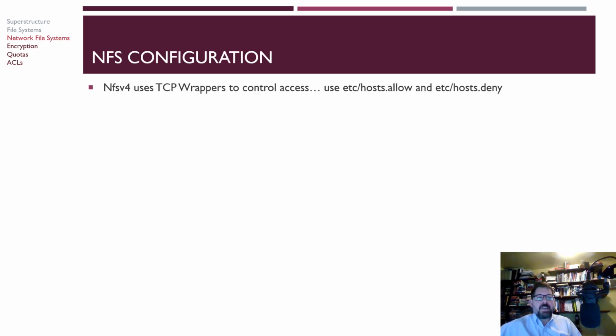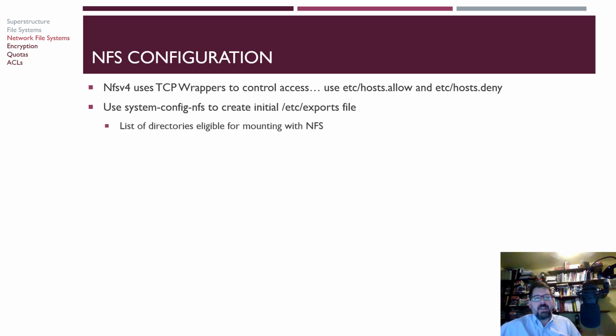So to configure NFS, basically NFS v4 is going to use TCP wrappers to control access. So you have to edit /etc/hosts.allow and hosts.deny. This is a little bit different in CentOS. I actually wrote this slide for Fedora a couple years ago, but it's the same basic idea. We're not going to do this in the lab though. But once you do this, you can see a list of directories that are eligible for mounting with NFS, or you can put that list in the /etc/exports file, right? So in /etc/exports, you say, here's a folder, or a directory, I should say, this is Linux, that's eligible for use with NFS. It can be mounted with NFS.